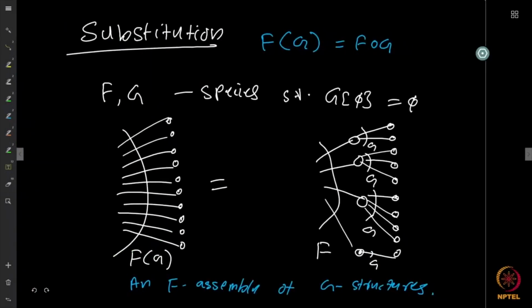Now we introduce a new operation called substitution. So suppose F and G are two species such that the species G has no structures on the empty set. That means that you cannot create structures of type G from the empty set. Okay? If this is true, then we can define F of G, or F composition G, as follows.